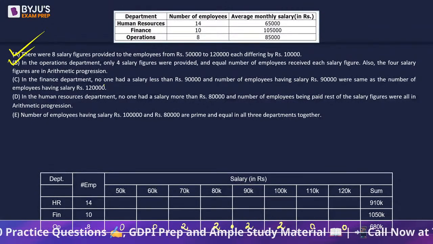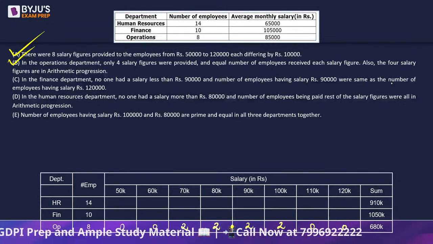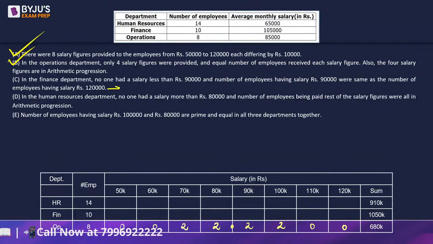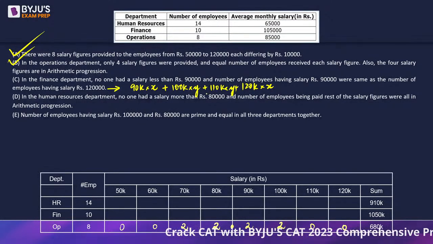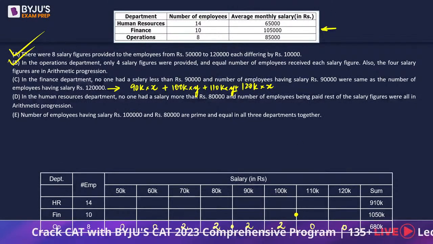Next, in the finance department, no one had a salary less than rupees 90,000 and the number of employees having salary rupees 90,000 is the same as the number of employees having salary rupees 120,000. So for this particular process, can we say 90,000 we have X employees, 120,000 also we have X employees, 100,000 also we have Y employees, and 110,000 also we have Y employees. Why we have Y employees? Because the average is 105, which lies exactly here.